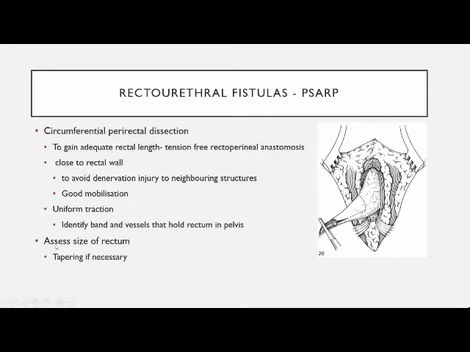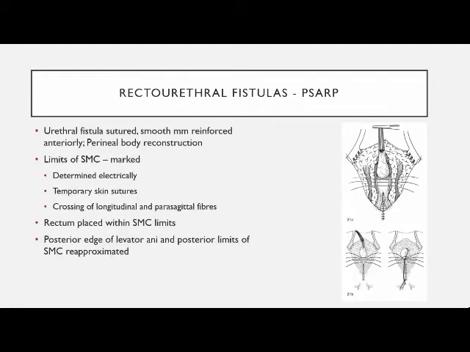We then assess the size of the rectum in comparison to the space available for it to be pulled through within the muscle complex, and if necessary, tapering is done. Tapering has to be done in the posterior wall of the blind pouch, and it is sutured in 2 layers with a delayed absorbable suture.